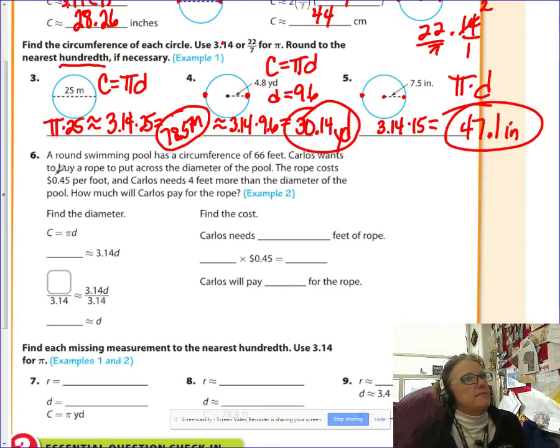Number 6. They're stepping this one out for you as a word problem. A round swimming pool has a circumference of 66 feet. Stop.